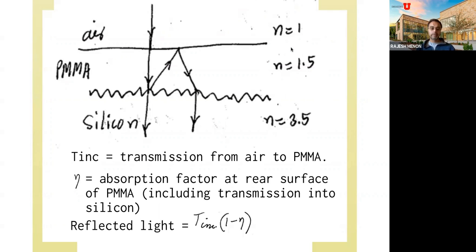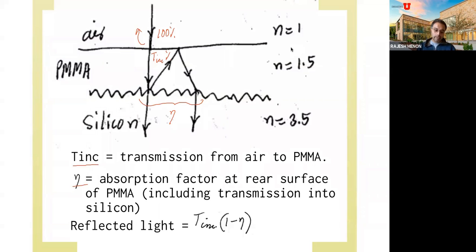So we have to define some parameters here. First of all, we define T incident, which is the transmission efficiency from air to PMMA. So if I start with 100% of light here, I end up with T incident percent of light inside here. So it simply says how much light is lost up here. Okay, that's easy. Eta. Eta is the absorption factor of the rear surface of the PMMA, including transmission to silicon. So eta is simply saying how much of the power essentially ends up going into the silicon, which is good. You want that to be as high as possible because you're trying to absorb that light, right?